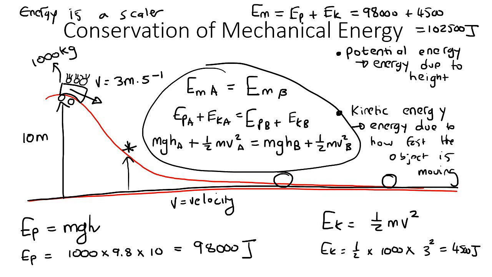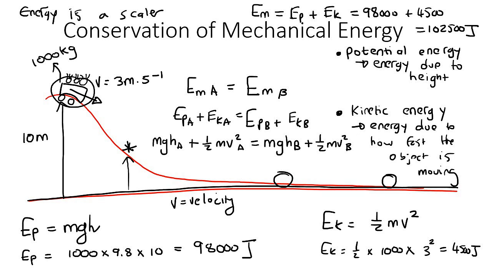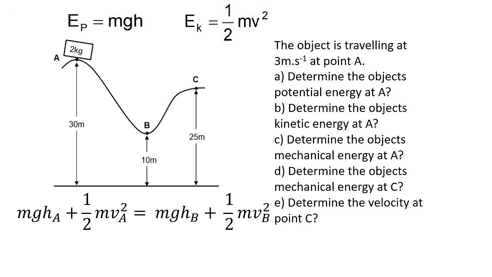Because as this roller coaster, for example, goes down, it loses potential energy, but it also gains kinetic energy. So the one goes down and the one goes up. But if you add up the potential and the kinetic, that gives you mechanical. And that will never change, no matter where you are in the system. So here's our first example.